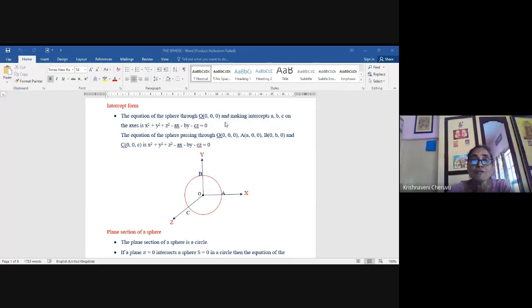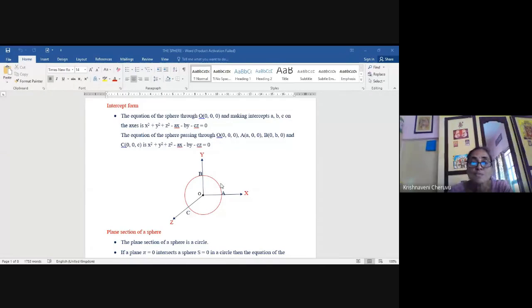The same formula you can write like this also. See, the equation of the sphere passing through O, A, B, C is this. A is a point on the x-axis, so its y-coordinate and z-coordinate are 0. And B is a point on the y-axis, the y-intercept, so being a point on the y-axis, its x-coordinate and z-coordinate are 0. Now C is a point on the z-axis, so its x-coordinate is 0, y-coordinate is 0, and let us take the z-coordinate as small c.